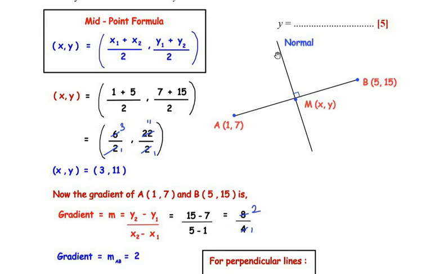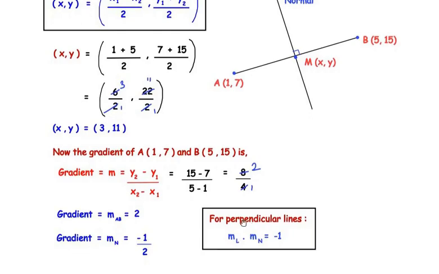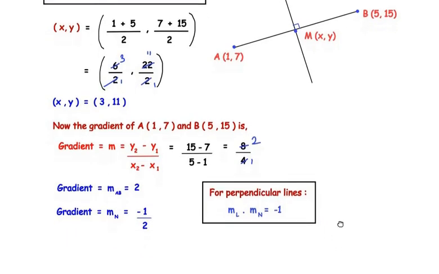Now we have to find out the equation of the perpendicular bisector here, that is the equation of the normal. So we have to try to get the gradient of the normal. And for that we are going to use this formula: for perpendicular lines, the gradient of the line times the gradient of its perpendicular bisector, which is the normal over here. So we have taken mn is equal to negative 1. So this is the condition for perpendicular lines. And since here we have got the gradient of the line AB as 2, we are going to write here 2 times the gradient of the normal is equal to negative 1.